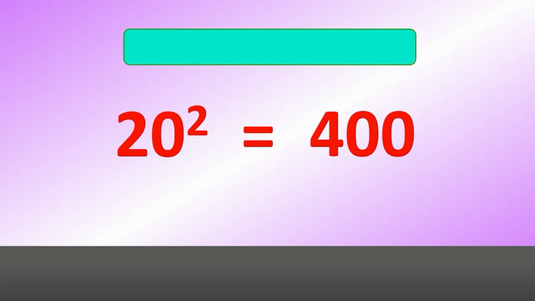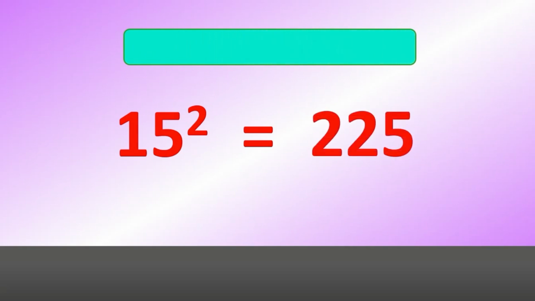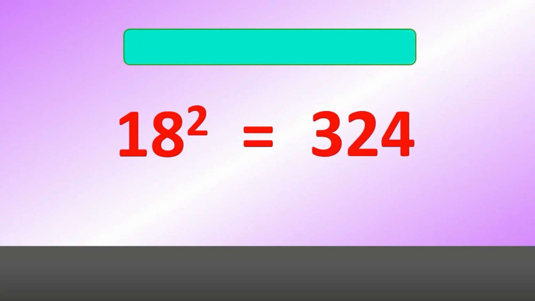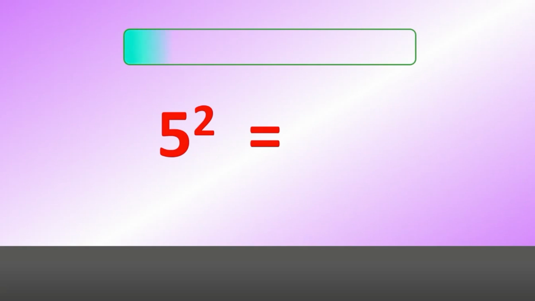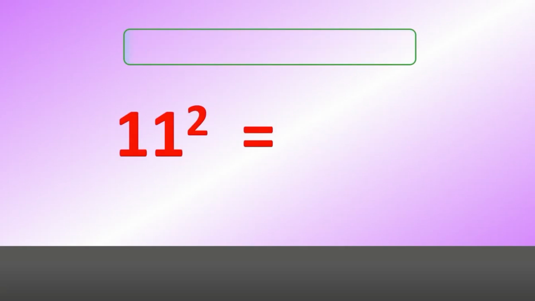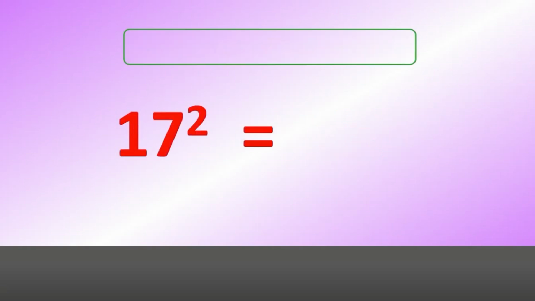20 squared is 400. 8 squared is 64. 15 squared is 225. 10 squared is 100. 18 squared is 324. 5 squared is 25. 11 squared is 121.